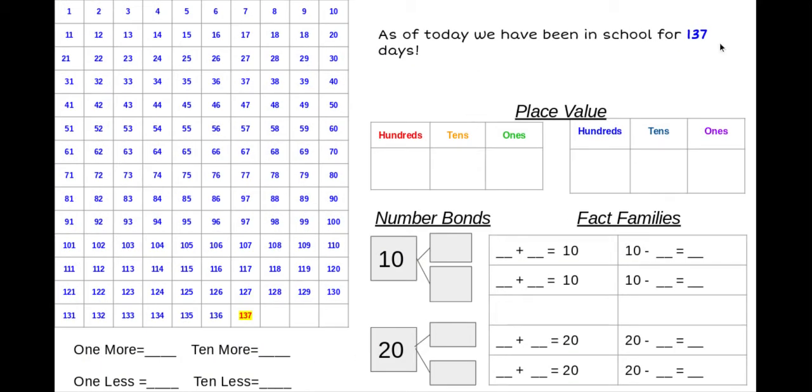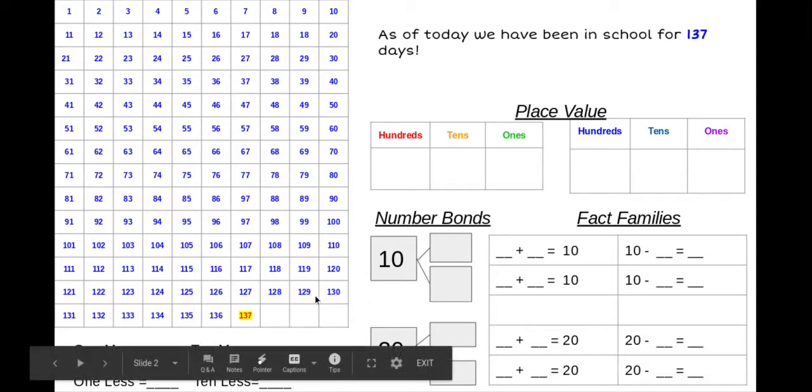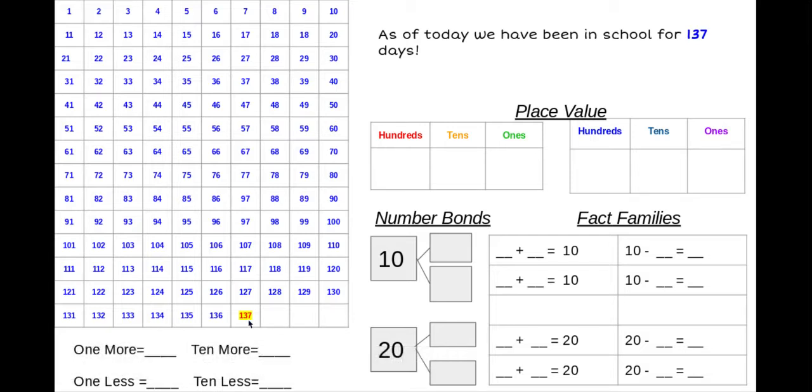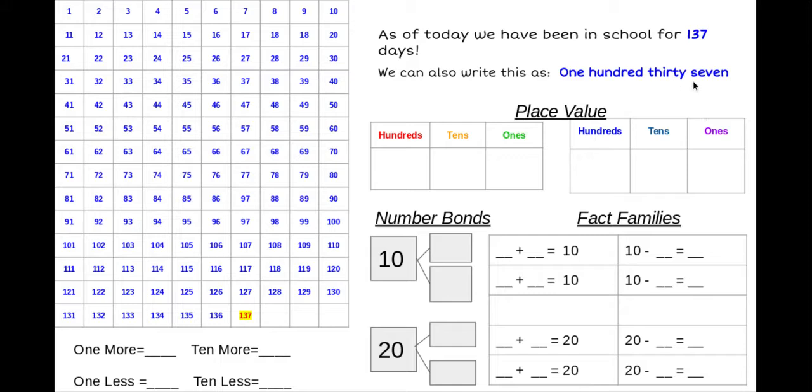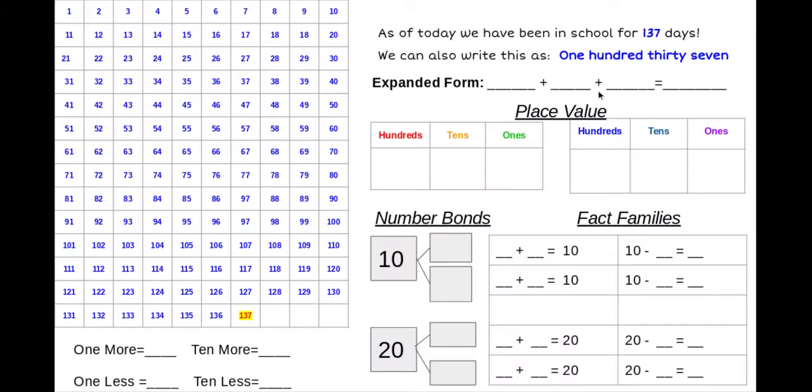As of today, we have been in school for 137 days. That's obviously from when we left off last Friday, 3 weeks ago. Here I have highlighted it down here for you on our number chart so you can see where we are with how many days we have been in school so far. Another way you can write this is 137, and that's when we write it out in our words. So we are going to next do expanded form.